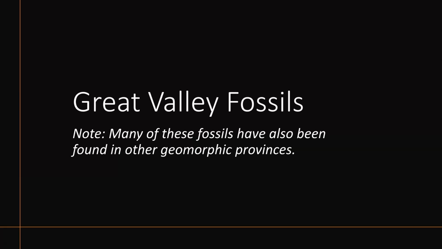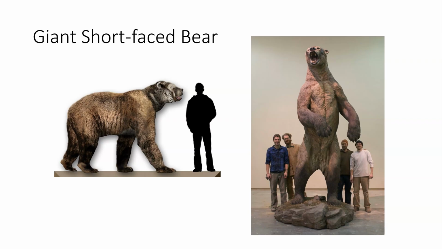So let's look at some of these fossils that are terrestrial in nature. Many of these have also been found in other geomorphic provinces, like I mentioned, some in the LA Basin, but these are particular ones that we see predominantly in the Great Valley sequence. So the giant short-faced bear is very common. This is not your typical bear. On all fours, he is the height of a human. On its back hind legs, it is twice the height of the average person.